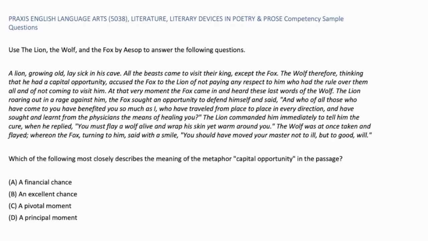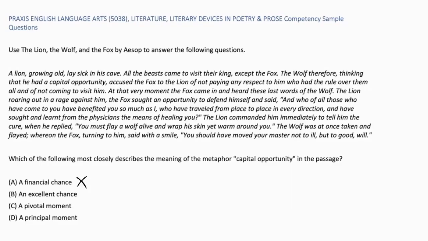Which of the following most closely describes the meaning of the metaphor capital opportunity in this passage? A. Financial chance. B. An excellent chance. C. A pivotal moment. Or D. A principal moment. A. Financial can mean money, but in this story, it's not about money.